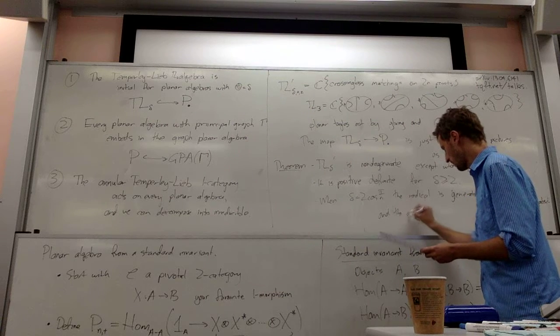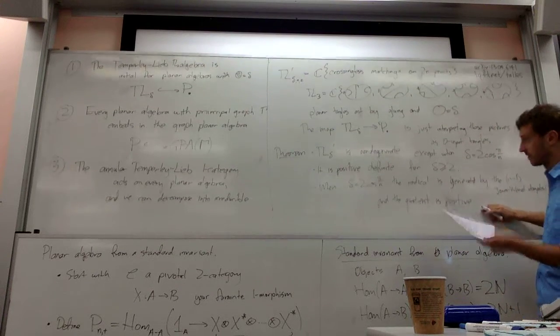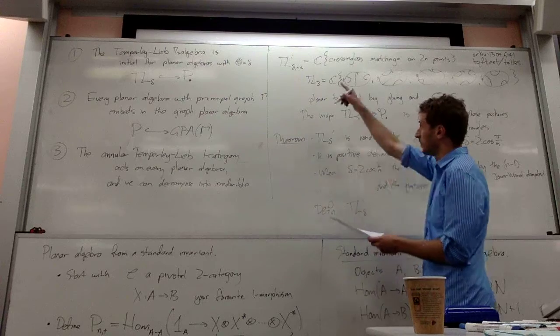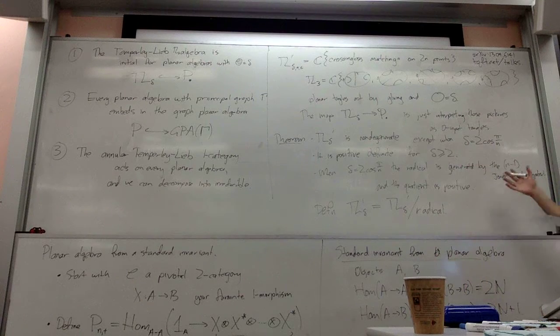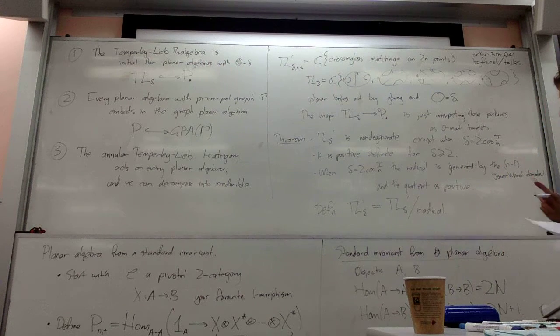And the quotient is positive. After you kill off this radical, the remaining thing is a positive definite two-category. And the definition of the real Temperley-Lieb, without the prime, is the quotient by the radical. These theorems are relatively hard. They're not something that I'm going to try and explain in detail now. But they are also elementary. You play with lots of diagrams to get them. Okay. So let me tell you what the Jones-Wenzl idempotents are, and then using those we'll be able to understand what the principal graph of this planar algebra is in all of these different cases.